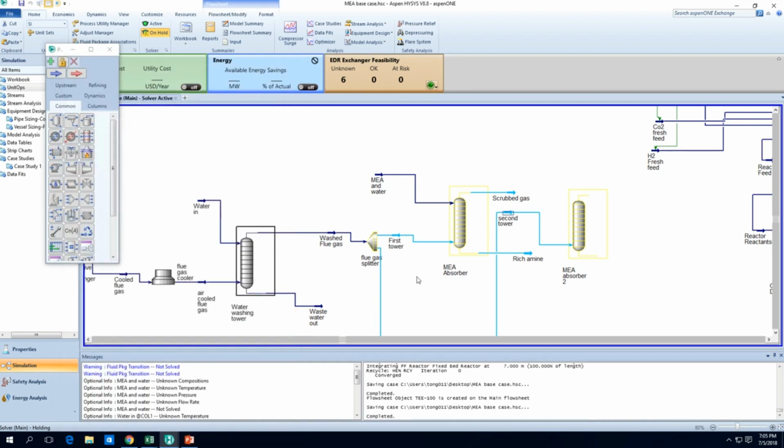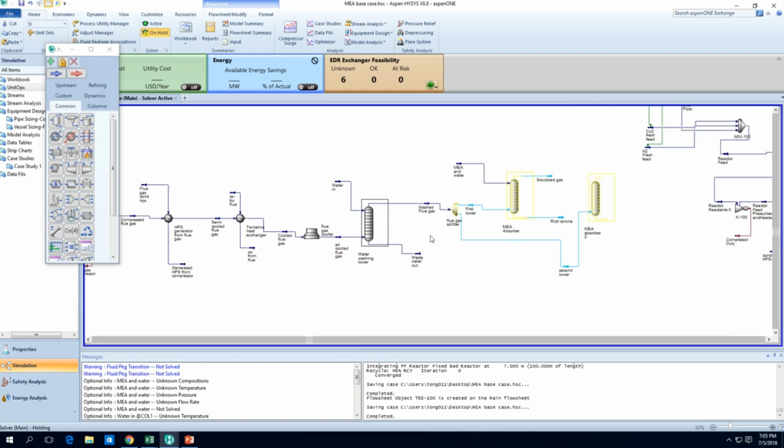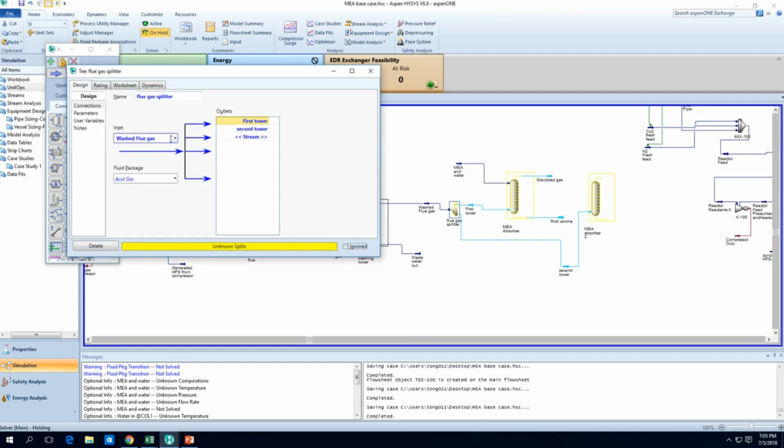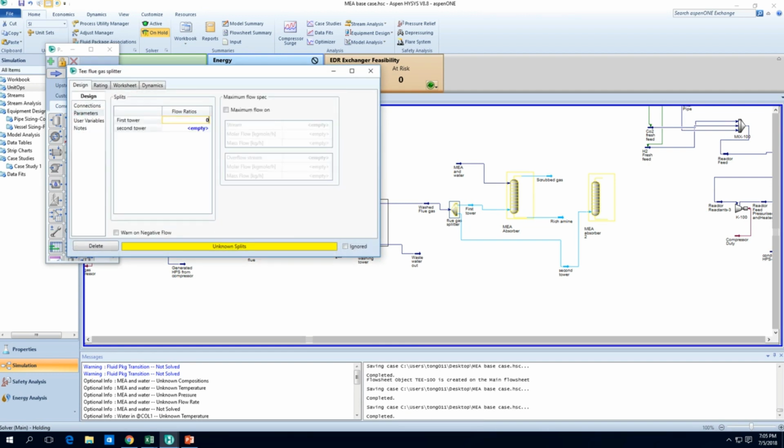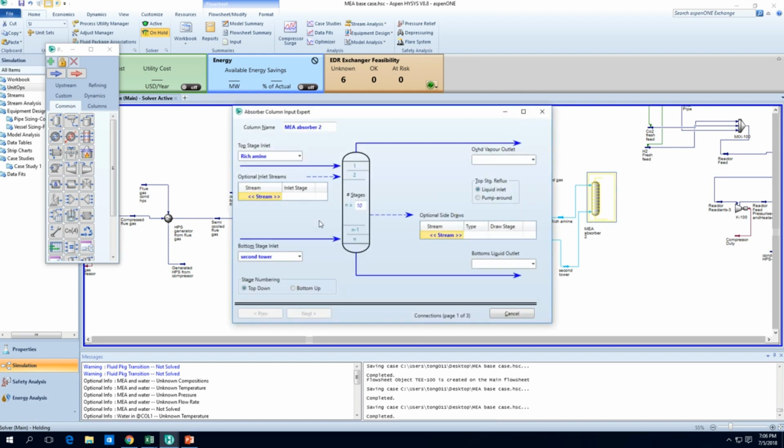Now, of course, the capital cost is going to increase, but if it gets the job done, then why not? Let's take a look. We're going to have a 50-50 split. And this rich amine will be going to the top here. So, scrubbed gas 2, and richer amine. Okay, I'm going to call this scrubbed gas 2 again.